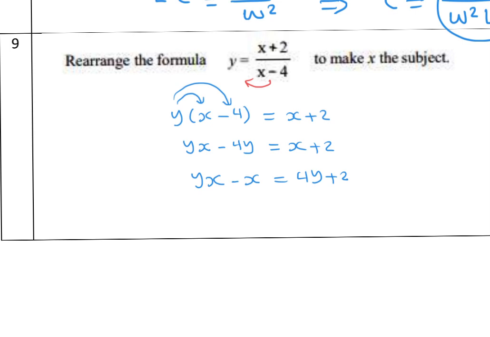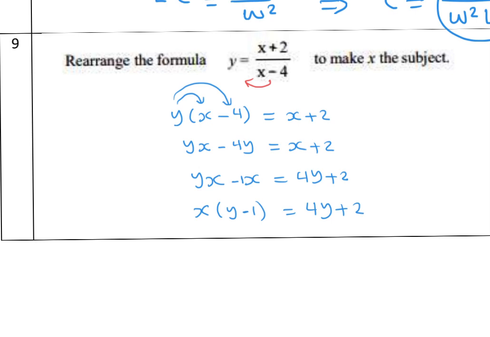So all terms contain x on one side. Now factorize x. So take x common. Then x into, remember that you have one, this invisible one. Okay? We have one here. So we can write now. If we take x common, now you have y minus 1, not y. You cannot make it 0. So y minus 1, because we have 1. Okay? Equals 4y plus 2.